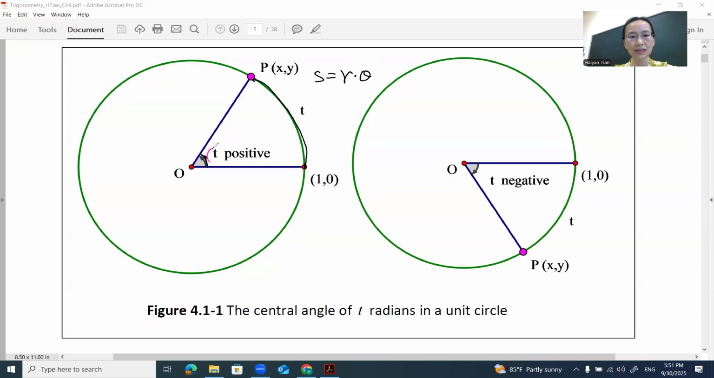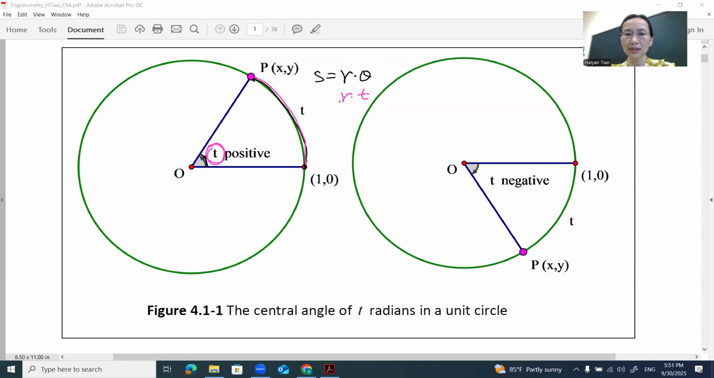Suppose our theta has the measure, let's say it is a T. Suppose that is the measure in radians of this angle. So if it's T, whatever that measure is, we use that T radians times the radius to get the arc length.